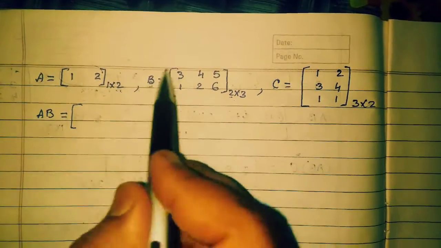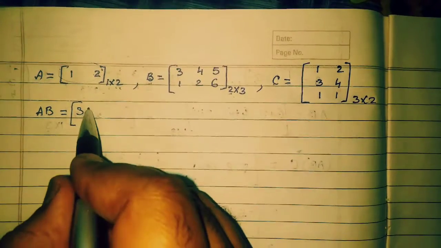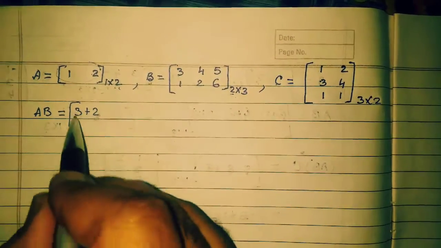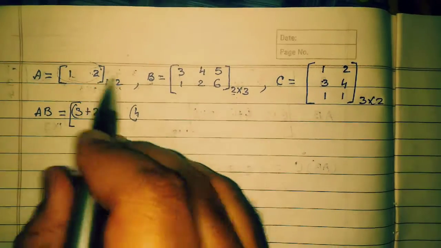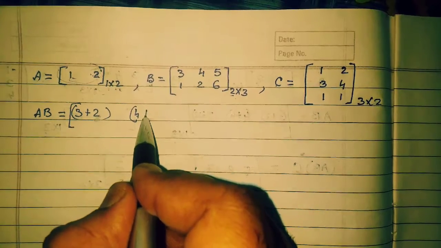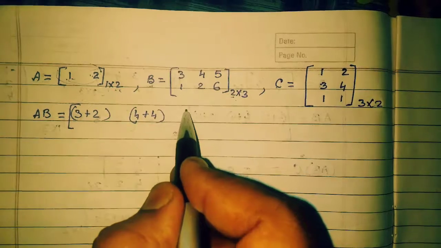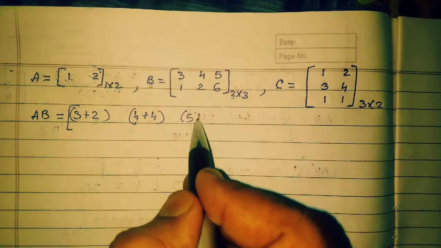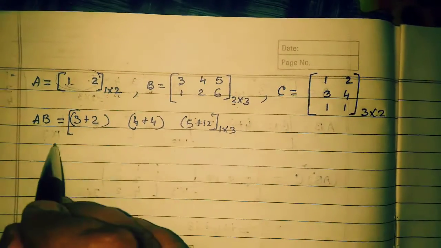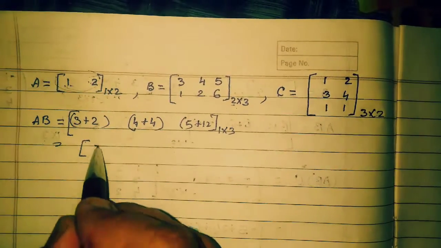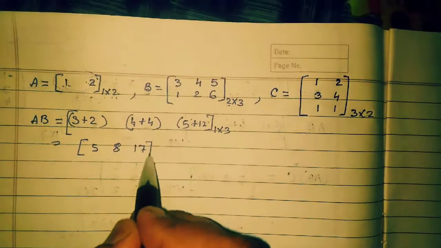How will you multiply? Again, first row with the first column and then you add. So 1 into 3, 3 coming here, and 2 into 1 you multiply, that is 3 plus 2. Similarly, first row with the second column, 1 into 4 is 4, and 2 into 2 you multiply will get 4 also. Now 1 you multiply with 5 will get 5, and 2 you multiply with 6 will get 12. So the resultant matrix is of order 1 into 3. That is 3 plus 2, 5. 4 plus 4, 8, and 5 plus 12, 17. This is the resultant matrix.